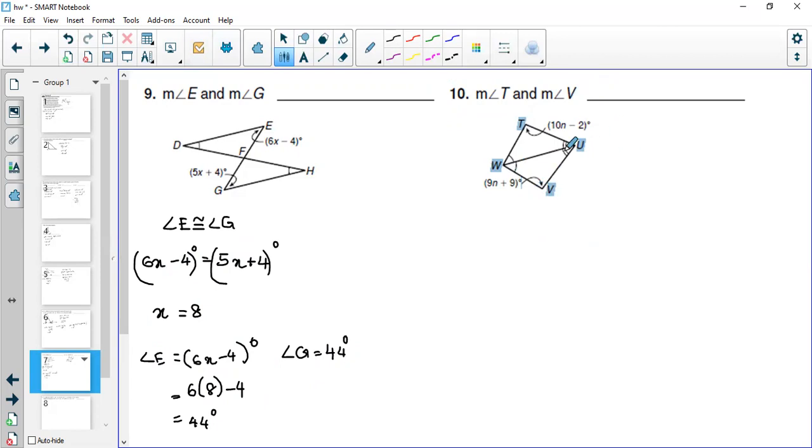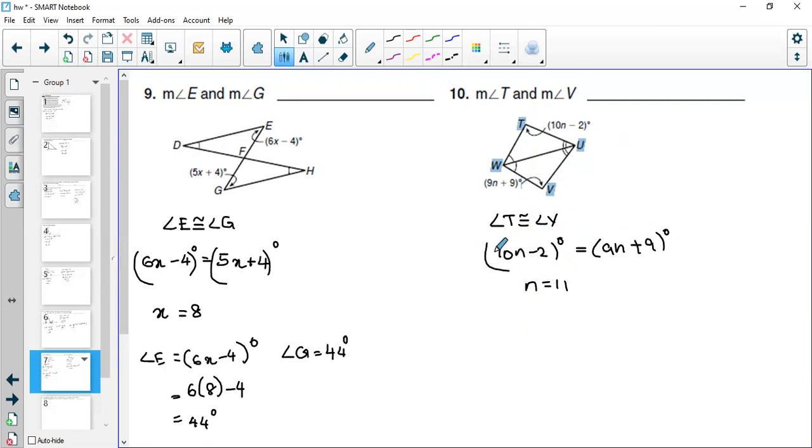Similarly here. Okay, now you have to be a bit careful here because these two angles are equal and these two, so that leaves angle T and V congruent. So angle T is congruent to angle V, which means angle T is 10n minus 2 degrees, which is equal to 9n plus 9 degrees. So that's going to leave you with n is equal to 11. The value of n is going to be 11.